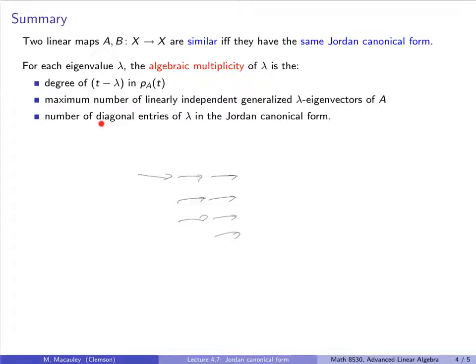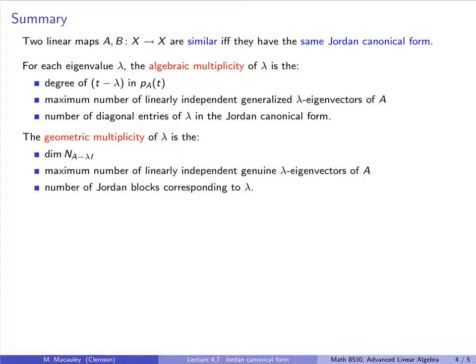And it's also the number of diagonal entries of lambda in the Jordan canonical form. Let's say this is v1, v2, v3, w1, w2, x1, x2, and so forth. Each of these chains is going to correspond to a Jordan block that has lambdas on the diagonal: this one a 3x3, this one a 2x2. So clearly the number of diagonal entries is just the number of generalized eigenvectors that appear in this diagram. Okay, that is algebraic multiplicity.